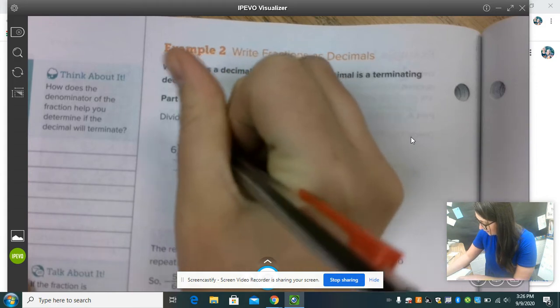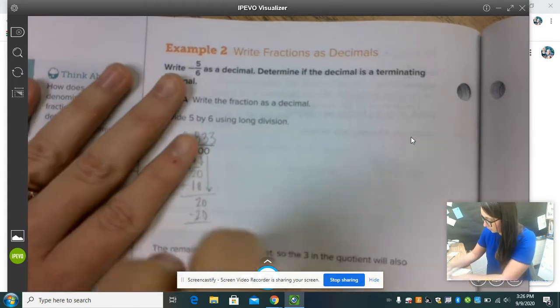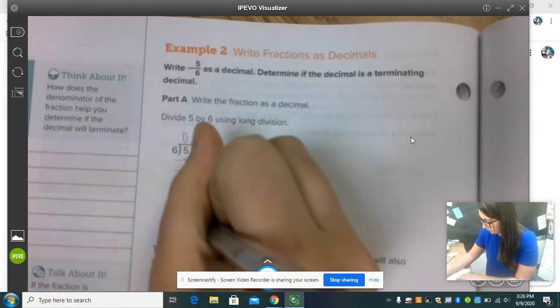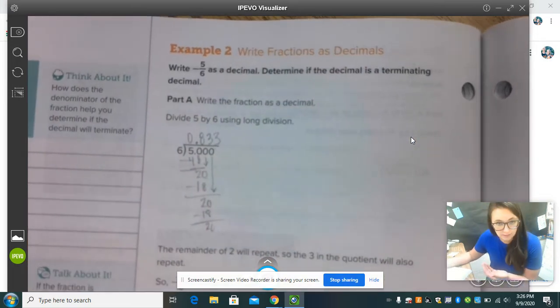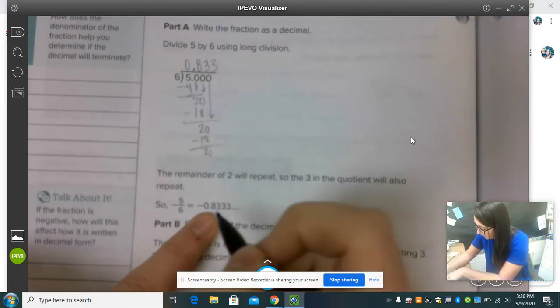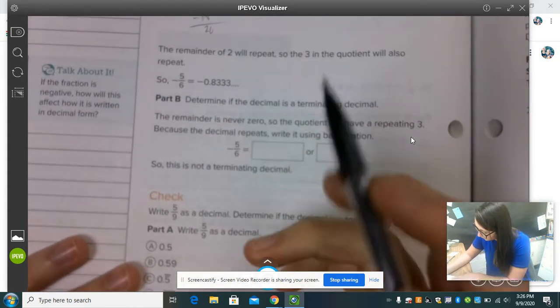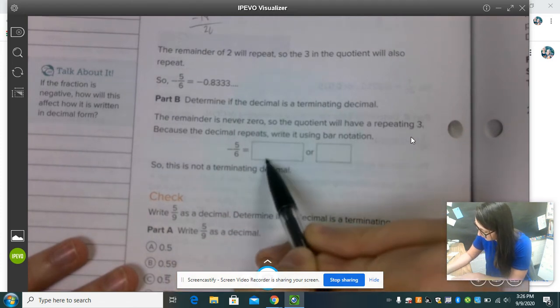Same thing. Now, folks, what's going to happen? Oops, not 20. Sorry. I'm going to keep getting 20 over and over and over again. So what is going to repeat? Okay, that 3 is going to repeat. So the remainder is never 0. So the quotient will have a repeating 3 because the decimal repeats.